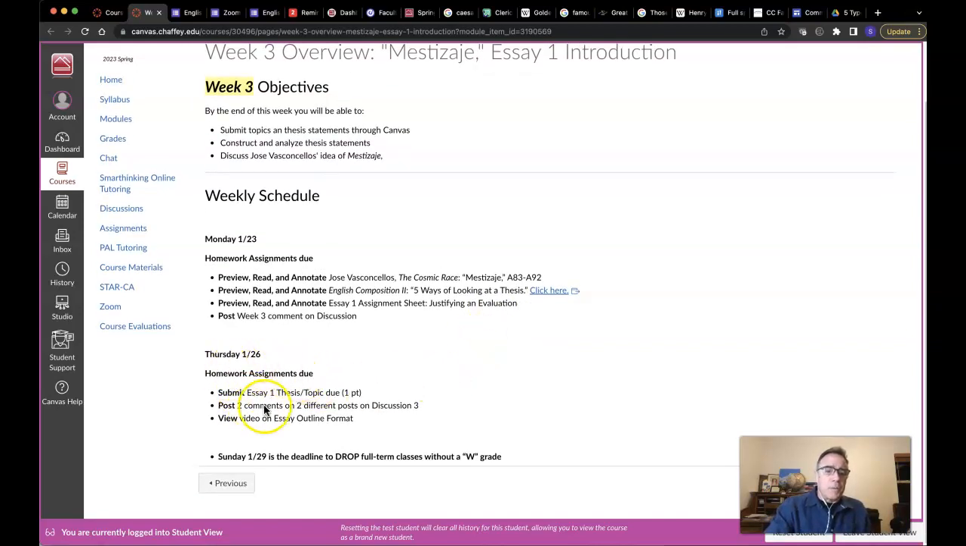And notice coming up Thursday, you've got your thesis due. I don't really want a topic. I'll change that. It's just going to be a thesis statement. Even if it's rough, remember, we're using placeholders here for the ideas. If it doesn't feel smooth, that's okay. That's a paint job issue. There's also going to be a video on essay outline format, and I will upload that too. I don't think that's currently on the page.